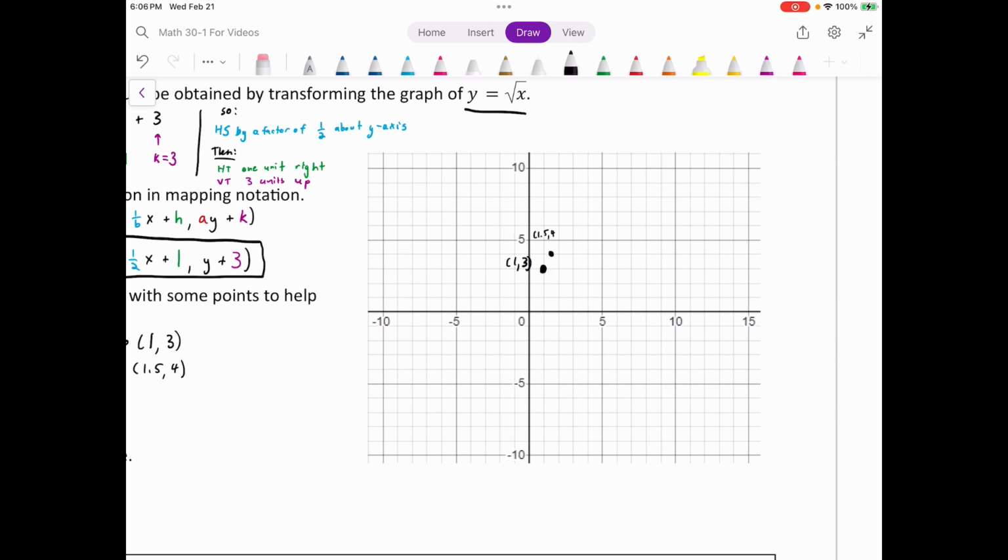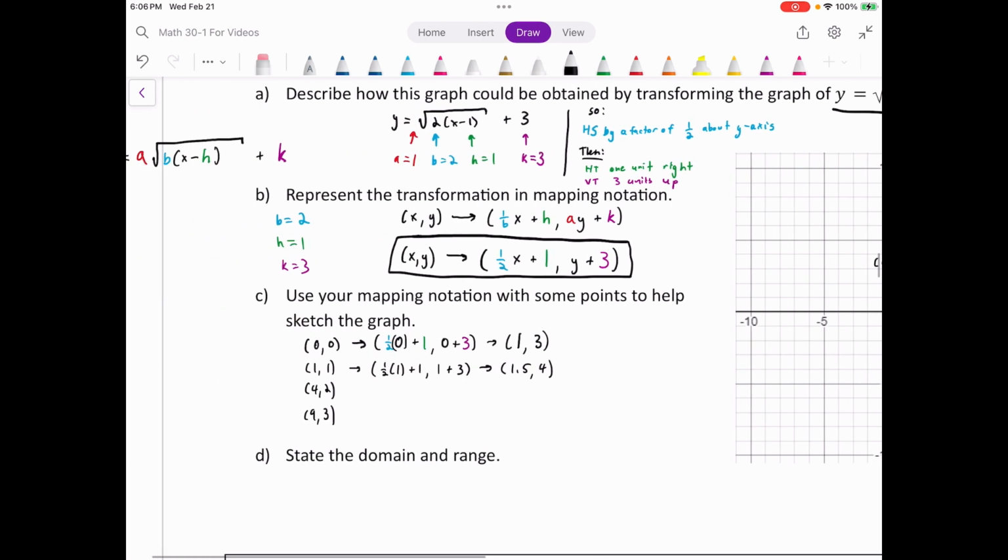1.5, 4 is another point. And I was going to keep doing this. So 4 times 1/2 is 2. 2 plus 1 is 3. So this point's going to end up with an x coordinate, showing a little less work here, I know, but I'm just doing the same thing. Multiply x by 1/2, add 1. 4 times 1/2 is 2, plus 1 is 3. And then I'm going to add 3 to the y, so 2 plus 3 is 5.